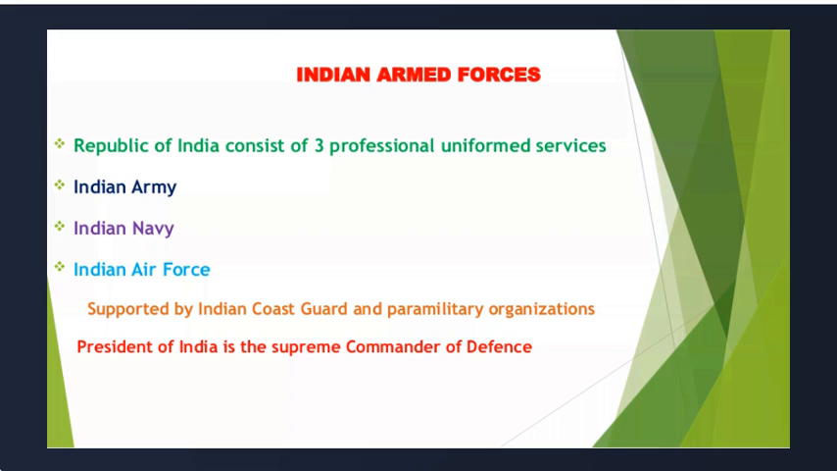So, mainly there are three forces, supported by other paramilitary forces. Normally, paramilitary forces protect the line of control area. Whenever war is declared, these paramilitary forces will be called off from the active zone, and the military forces are responsible to protect Indian territory, right? So this is the basic thing.